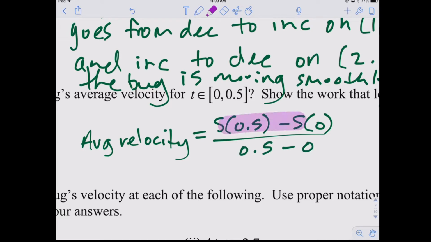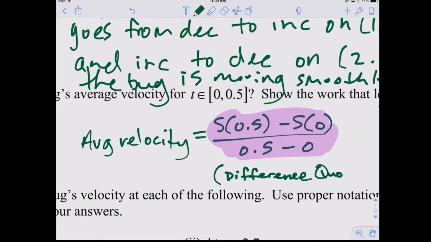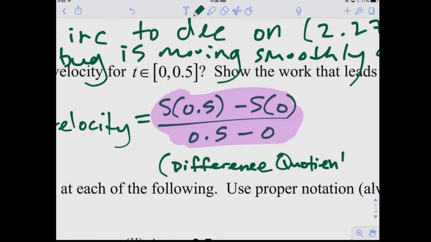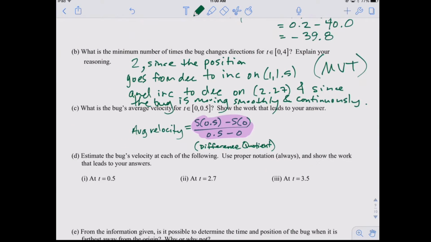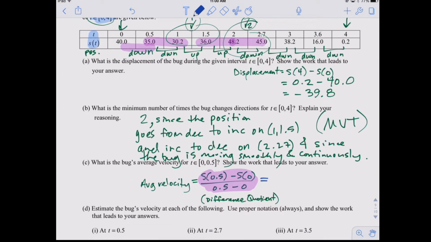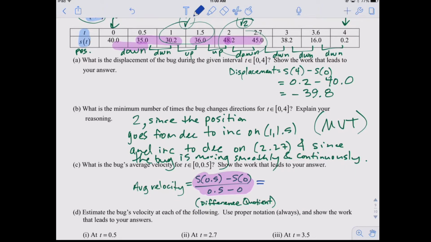Now, again, when it says to show the work that leads to your answer, it's super important to show that. That's called the what? That's called the difference quotient. And even though we all know that 0.5 minus 0 is not 0.7, but rather 0.5, we still have to show it because it's a quotient of two things being subtracted. Now we can go ahead and plug in values from the table, which, oh, by the way, if you didn't want to put s of 0.5 minus s of 0, what is s of 0.5?